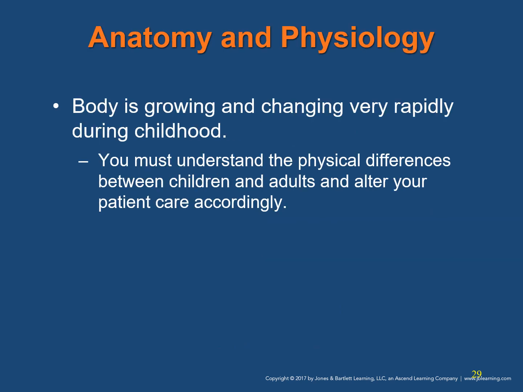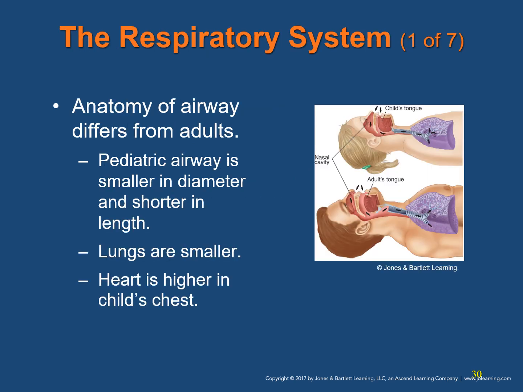Anatomy and physiology. The body is growing and changing rapidly during childhood. You must understand the physical differences between children and adults and alter your patient care accordingly. The respiratory system. Anatomy of the pediatric airway differs from adults. The pediatric airway is smaller in diameter and shorter in length. Lungs are smaller. The heart is higher in the child's chest.